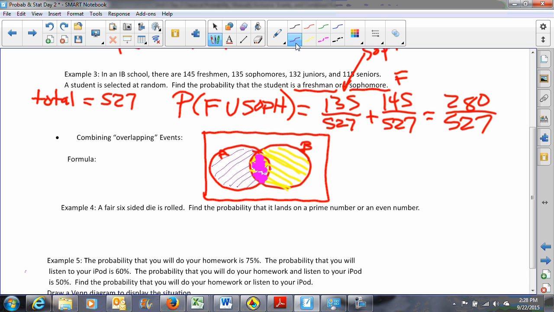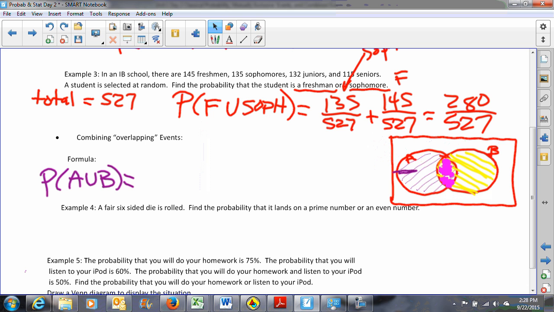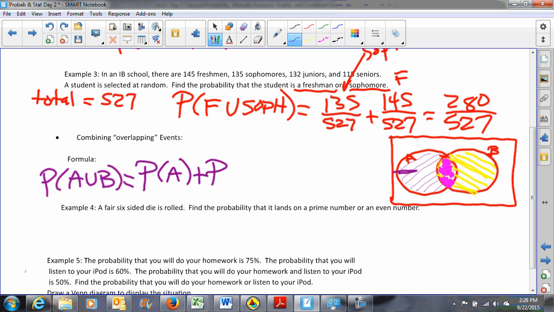We say the probability of A or B is equal to the probability of A, that's the whole circle inside A, plus the probability of B, that's the whole circle inside B, minus the probability of A intersect B. You see, this region right here has been counted twice, so we take it away once.